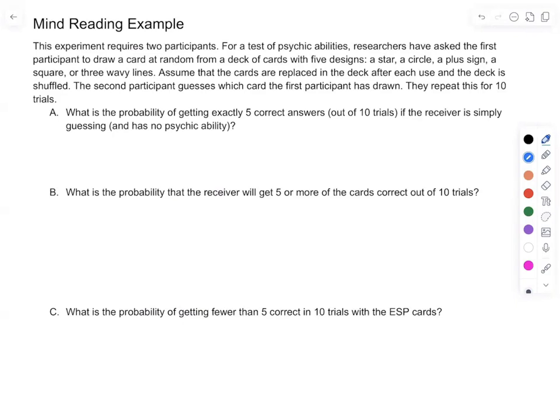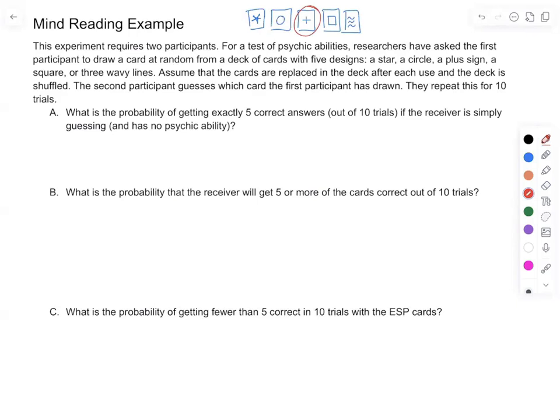card at random from a deck of cards with five designs. So they have five cards that they're going to choose from, and these have a star on them, a circle, a plus sign, a square, or three wavy lines. The first person picks one of these cards, maybe they pull out this plus one at random. And the second participant, who can't see the cards, makes a guess about what the first participant has drawn.